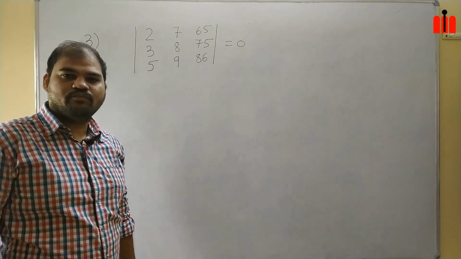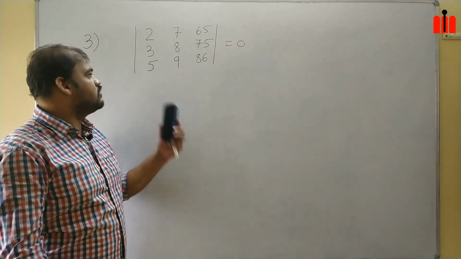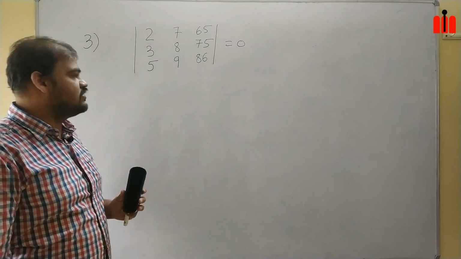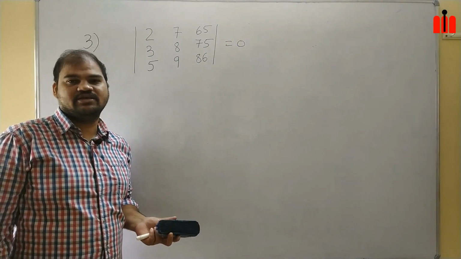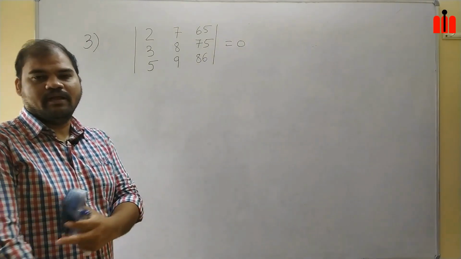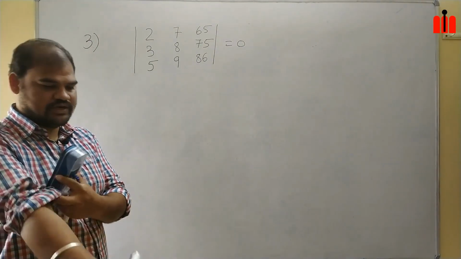Let's move on to problem number 3. Problem number 3 is the determinant with rows 2, 7, 65; 3, 8, 75; 5, 9, 86. The determinant of this is equal to 0. By using the properties, we have to show that.